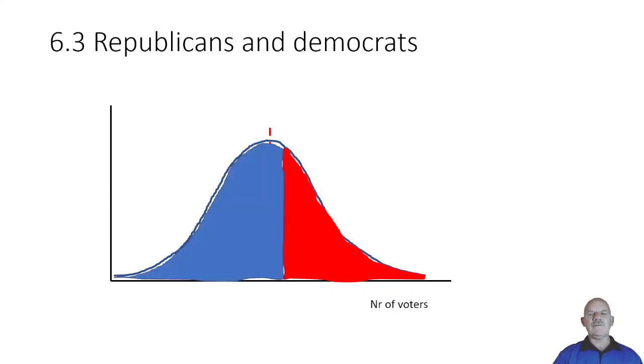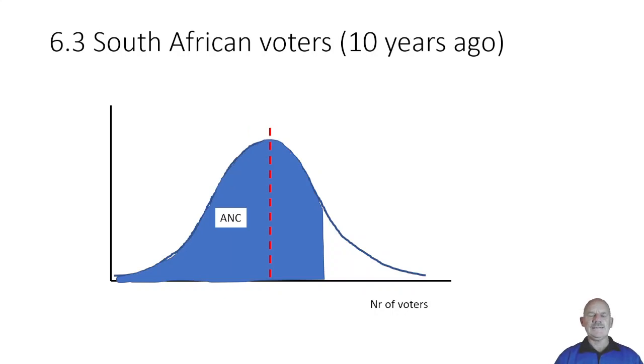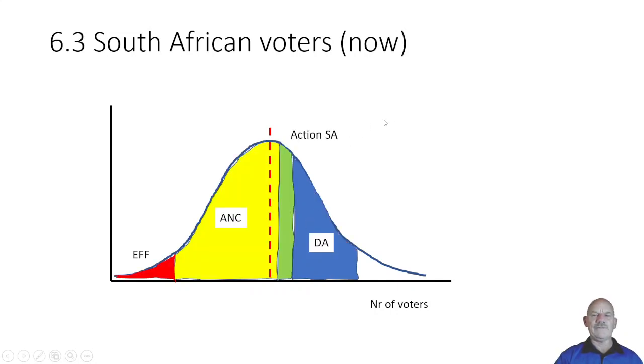How does it look in South Africa? Ten years ago, the ANC got close to 65% of the vote, and they were very close to being able to change the constitution. Then certainly the median voter was an ANC member. But since then, the EFF broke away from them, and many people left the ANC, even to the DA, or many people left them for Action SA, and so on. So the picture looks different now.